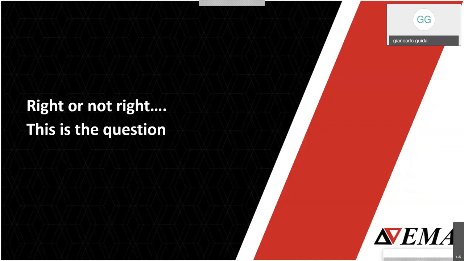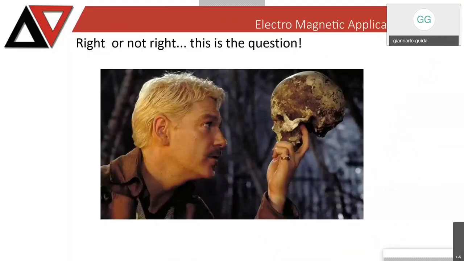So whenever you use modeling, there is a question that you have to have in mind. Is it right, or is it not right? Out of a modeling tool, you get a very nice radiation pattern, very good field distribution. You can do animation. You can do whatever you want today. But the same question is on the table. Is it right or not right? This is the question. You recognize this is the picture from a movie, the Hamlet movie.